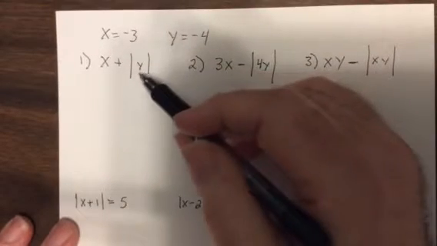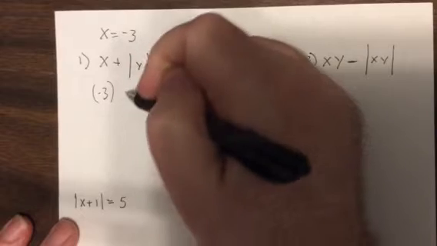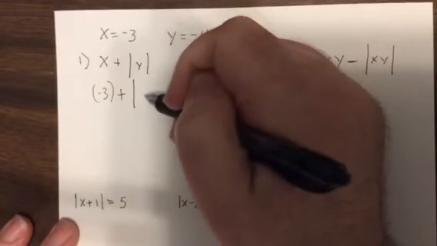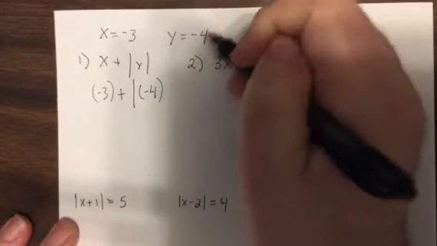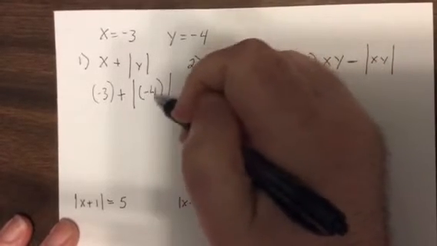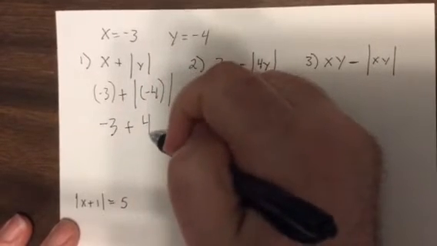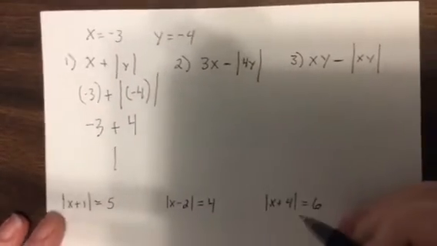You just replace the variable with the number. So this one, -3 plus absolute value of -4. Absolute value, remember, it always makes it positive once it's all simplified. So it'd be -3 plus 4. So that would be 1.